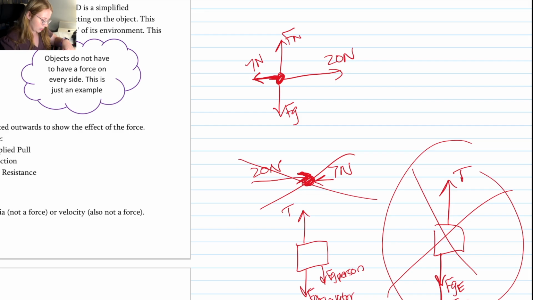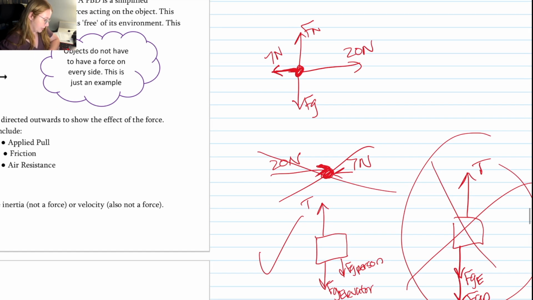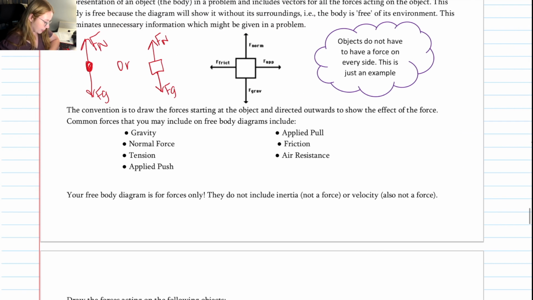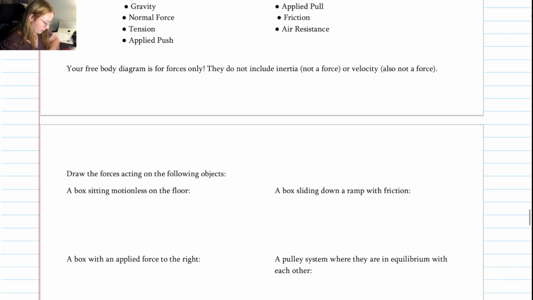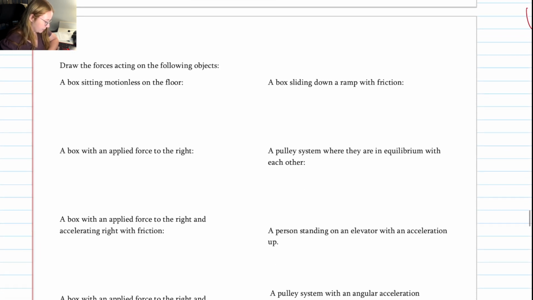And so you always want to make sure that they are side by side, just like this example, the force of the person and the force of the elevator are separated and they're side by side. They're still both pointing down because they do need to be pointing down, but you cannot stack forces. Okay, so let's try these free body diagrams.